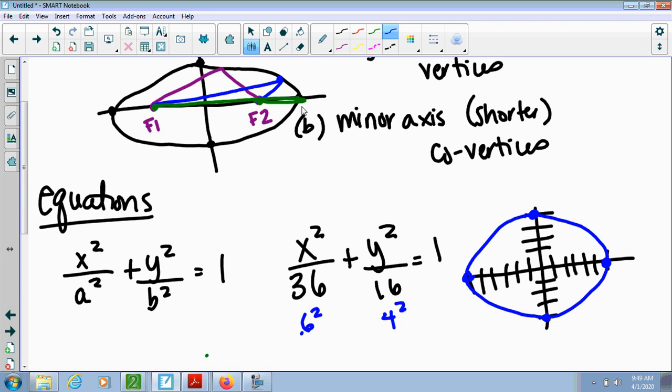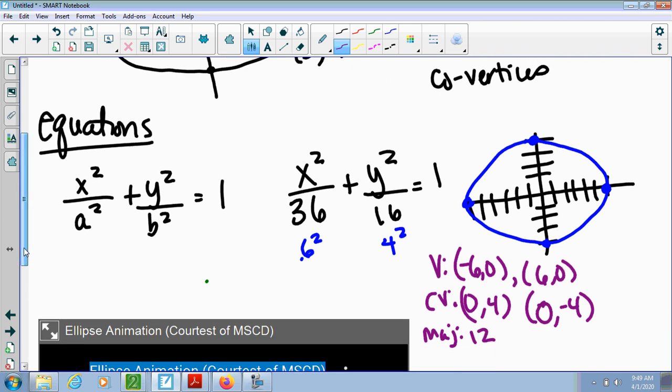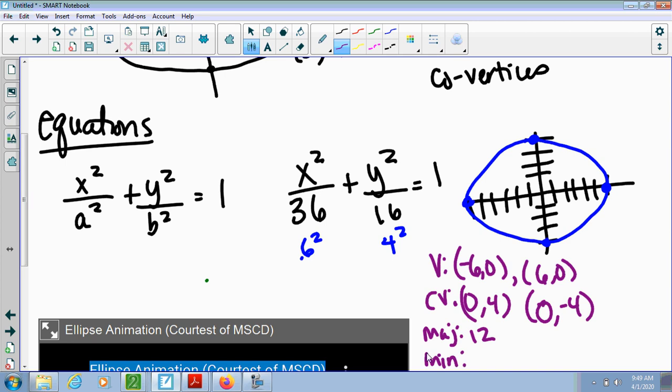So we can write down what our vertices are. So our vertices are the ordered pairs negative 6, 0, and 6, 0. Our co-vertices are 0, 4, and 0, negative 4. What's the length of the major axis? The major axis is the longer one, and its length from end to end is going to be 12. There's 6 on either side. And then the minor one, y'all already can tell, the minor length is going to be 8.